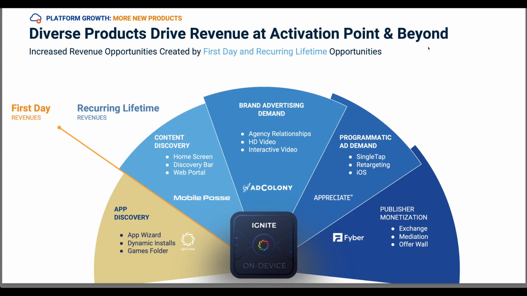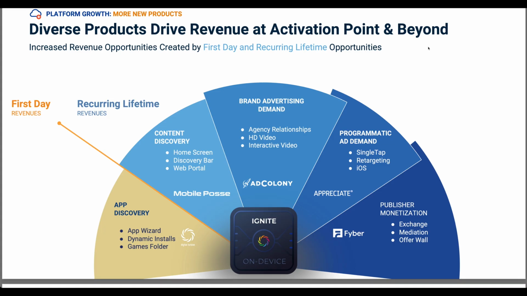Okay, I'm gonna get rid of my camera because this is a really important slide here. This is the money maker right here. This is the home run ball. Diverse products drive revenue at activation point and beyond. So look on the very far left over here. You've got first day revenues, app discoveries. You've got App Wizard, dynamic installs, and games folder. So this is their legacy part of their business, and they've added all this other stuff, okay?